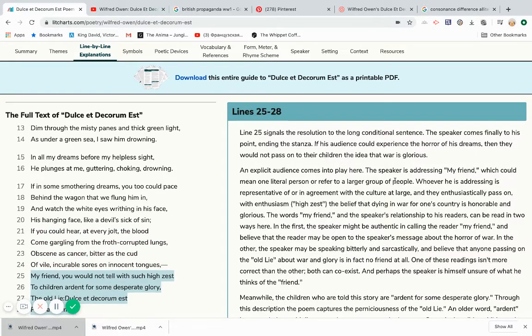Lines 25 to 28. My friend, you would not tell with such high zest to children ardent for some desperate glory the old lie, Dulce et decorum est pro patria mori.